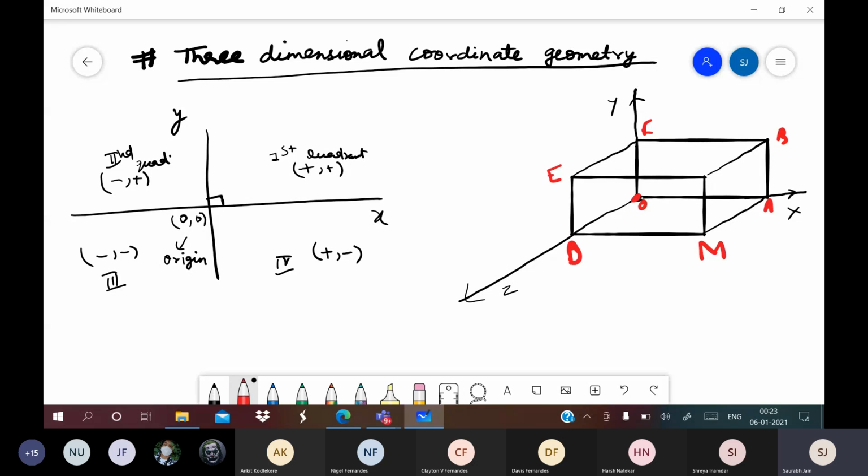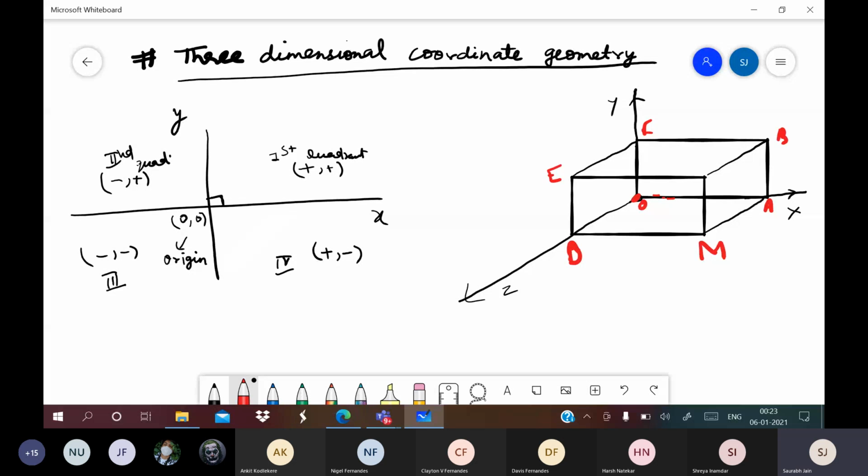Now this line OA is along x-axis. OC is along y-axis, and this OD is along z-axis. Just like we have x and y axis, we have now three axes, x, y, and z.